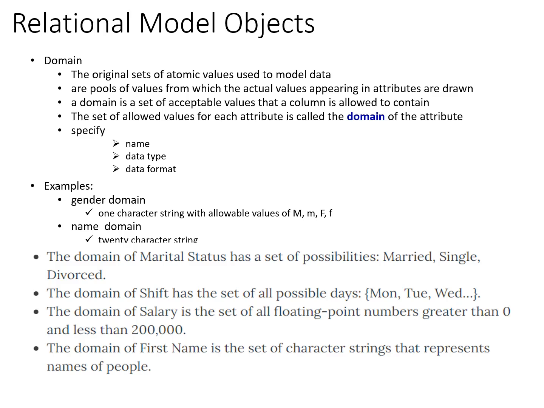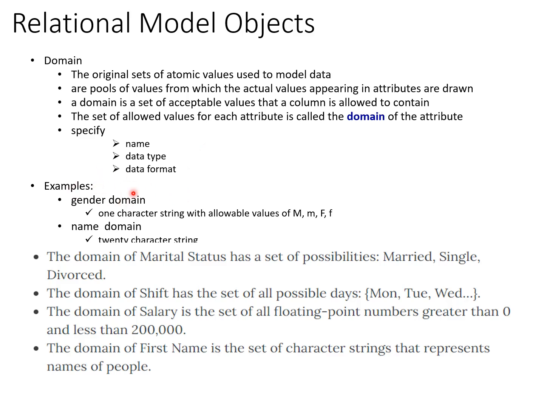And yeah, we need to know certain terms. So domain is basically the set of atomic values used to model data. I mean, a domain could be a set of acceptable values. A column means that for a particular table you can have multiple attributes. So for each attribute, what could be its name, what is its data type, what is its format.